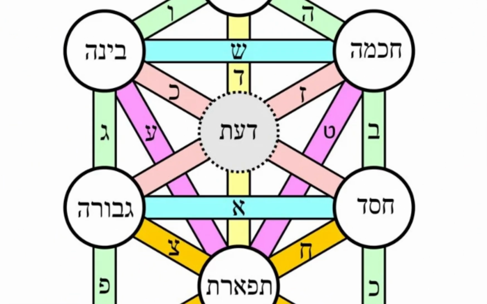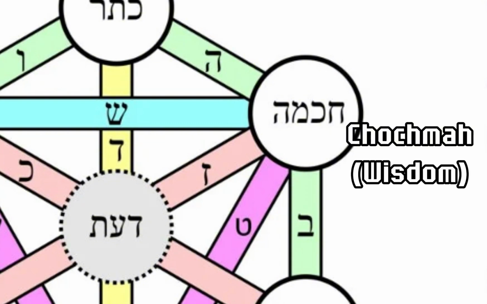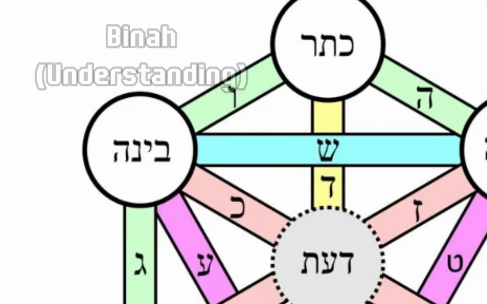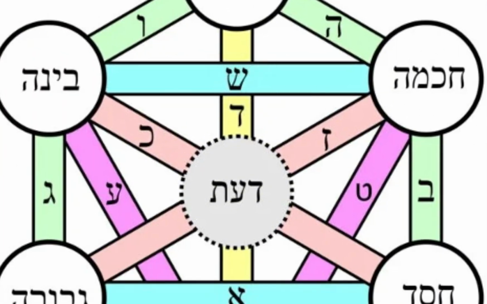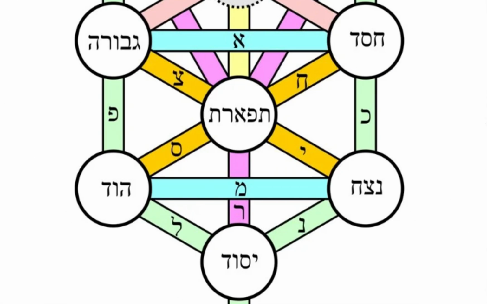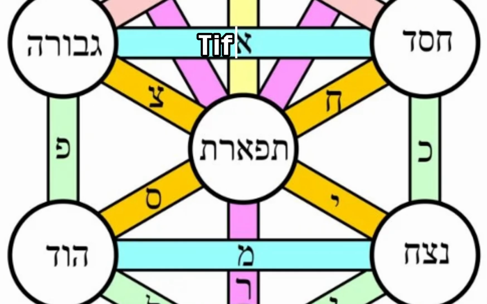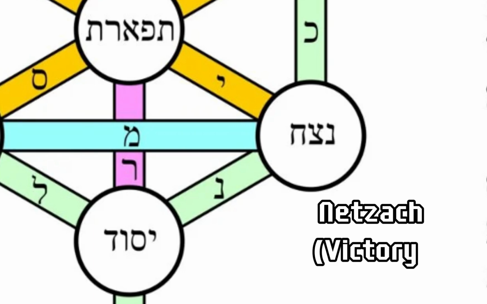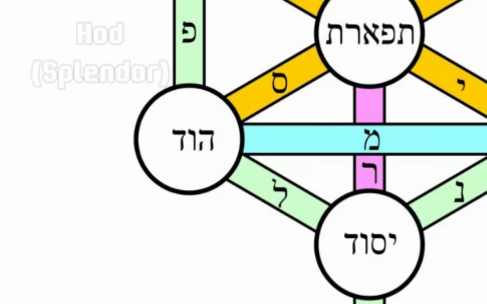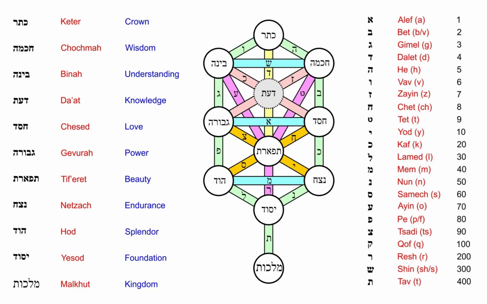Firstly, they're separated into two different sections. The intellectual capabilities being these first three, Chachma, wisdom, Bina, understanding, and Da'as, knowledge, and then the emotional attributes being the bottom half, Chesed, kindness, Gevura, restraint, Tiferes, unity, Netzach, victory, Hod, splendor, Yesod, foundation, and lastly, Malchus, kingship.